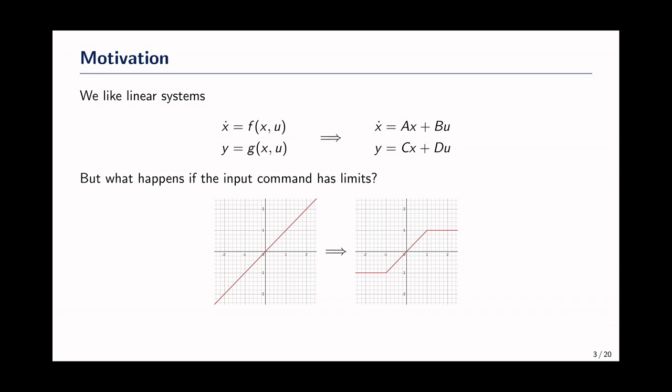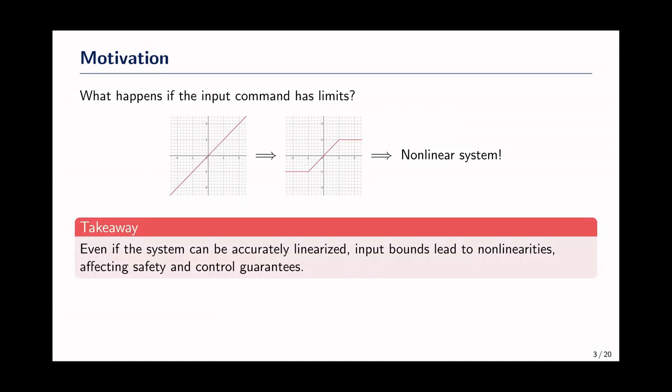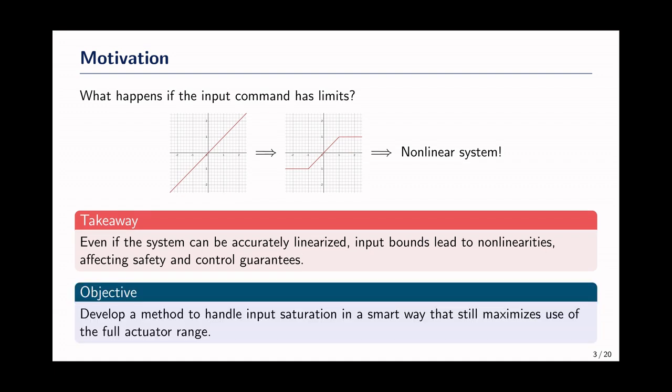But in real life, actuators have limits, and so you get this saturation region, which leads to an inherently nonlinear system. So the takeaway is, even if the system can be accurately linearized, even if they're linear equations, if you have bounds on your input, you're not going to be able to track all the controls that you would like to track. So the objective of this paper is to develop a method to handle input saturation in an intelligent way that still maximizes use of the full actuator range. We want to handle aggressive maneuvers, aggressive trajectories, but handle saturation in a smart way so that we can still have some guarantees on our system.